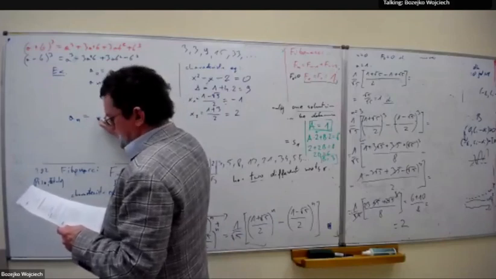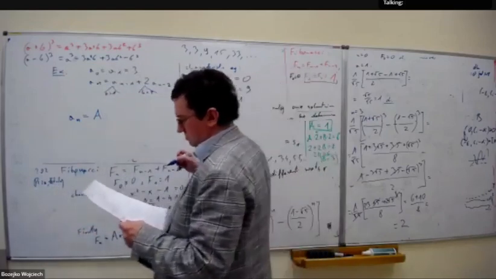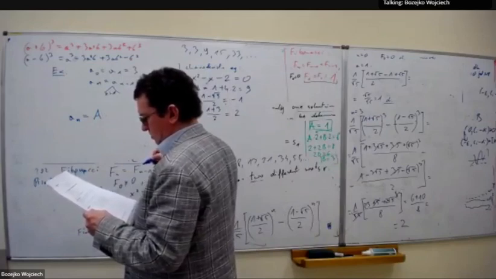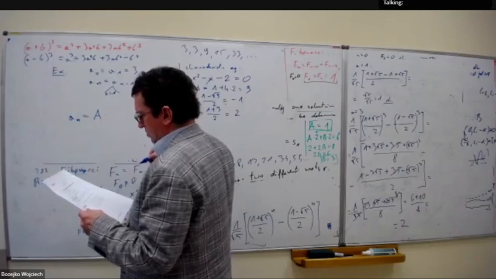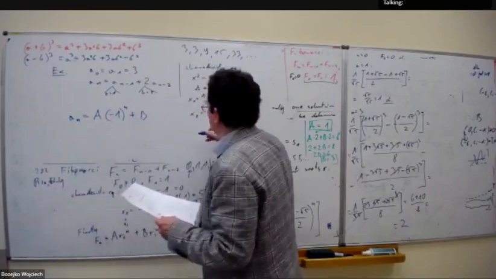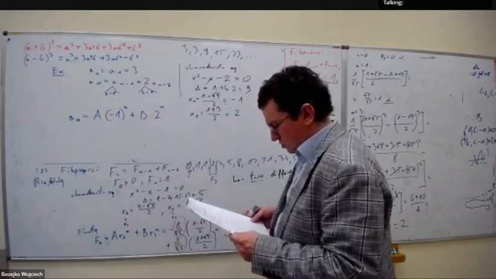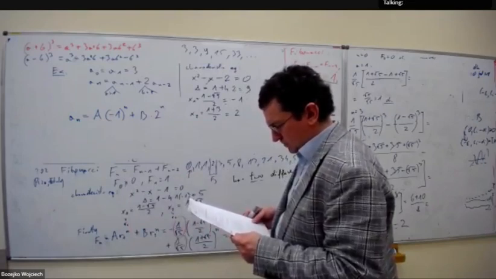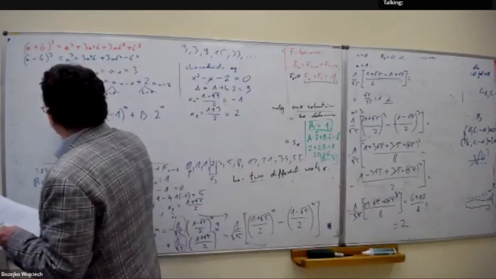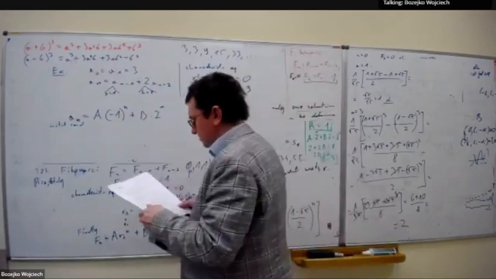An is a times x1, so this will be minus 1 to the power of n, plus b times x2 to the power of n. And what about initial conditions? Initial conditions. So how to get a and b?